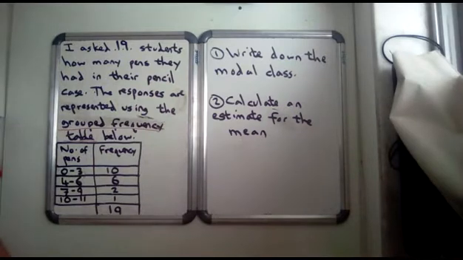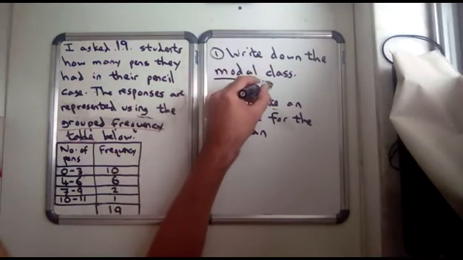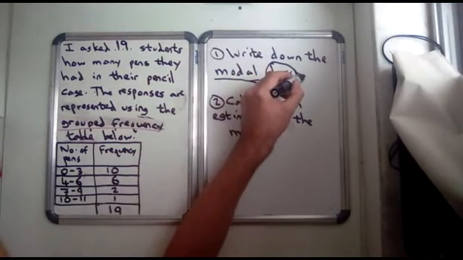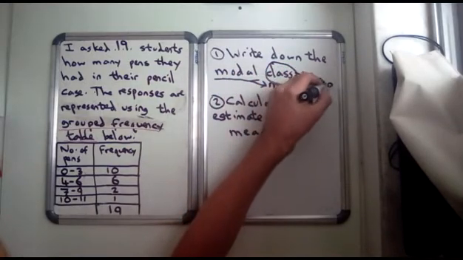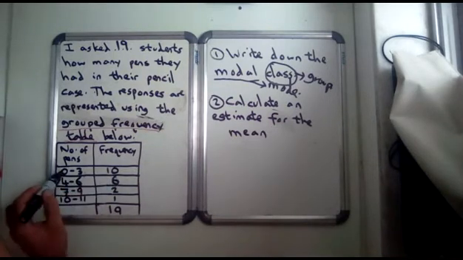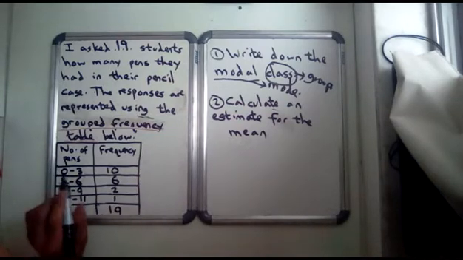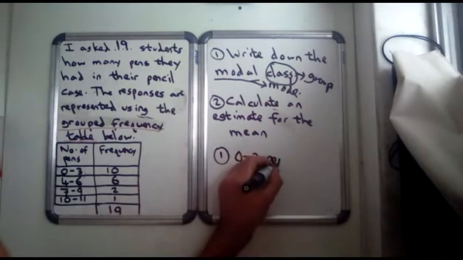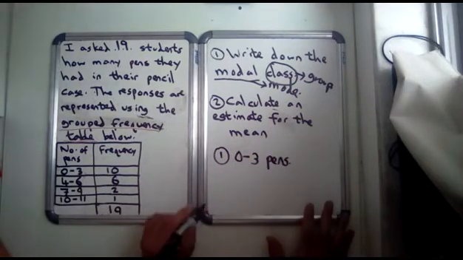Right, so now to write down the modal class. Modal, think mode, and for the classes, think group. Class means group. So basically, which group had the highest frequency, which group had the most people in it? The highest frequency is this 10, and that means, as you would expect actually, most people had 0 to 3 pens. So the modal class is just 0 to 3. You can put pens, but I wouldn't have thought that would make a difference for a mark unless they really asked for it.